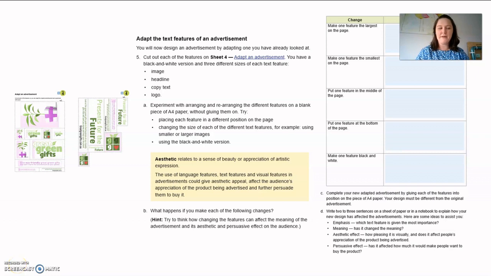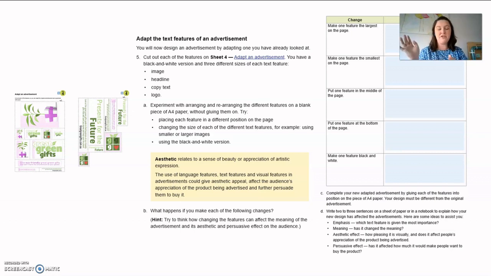Okay guys, now I left the previous lesson very quickly because my timer was running out. So what I forgot to say was activity 5 can only be done by some of you. Those of you who can print out the sheet, adapt an advertisement, can print out the different components of advertisement number 1, the Great Green Gifts advertisement. And what I then want you to do is, if you can cut them out, play around with the design. I want you to adapt the advertisement. I want you to experiment with rearranging the different features on a blank sheet of paper.